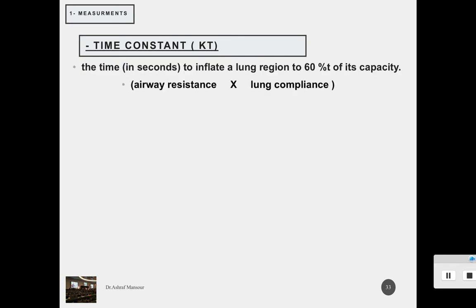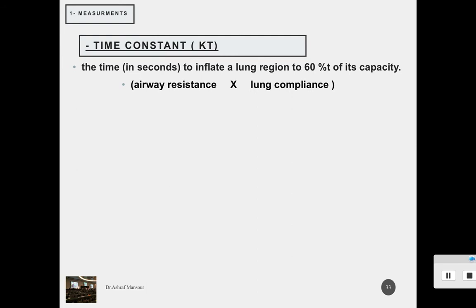So what is the time constant? Time constant is measured in seconds, which is how many seconds you need to inflate the lung up to 60%. Before, we calculated it by multiplying the lung compliance by the airway resistance, but most of our new computerized ventilators can give you the number directly without measurement.